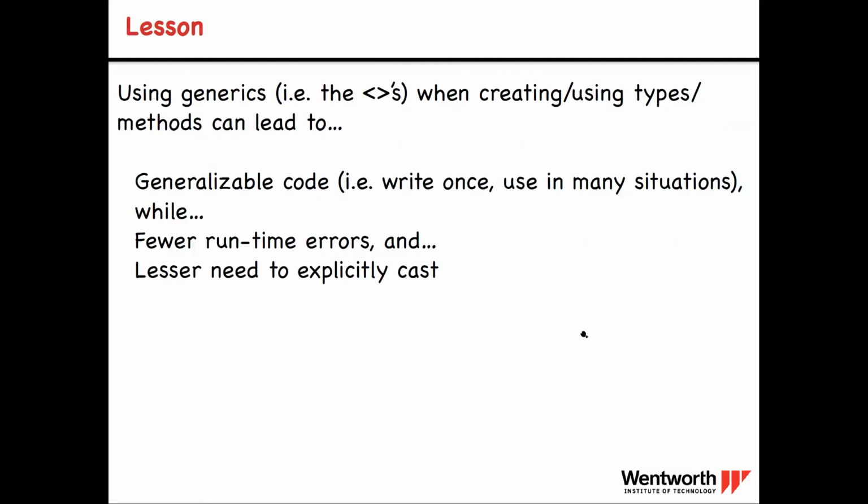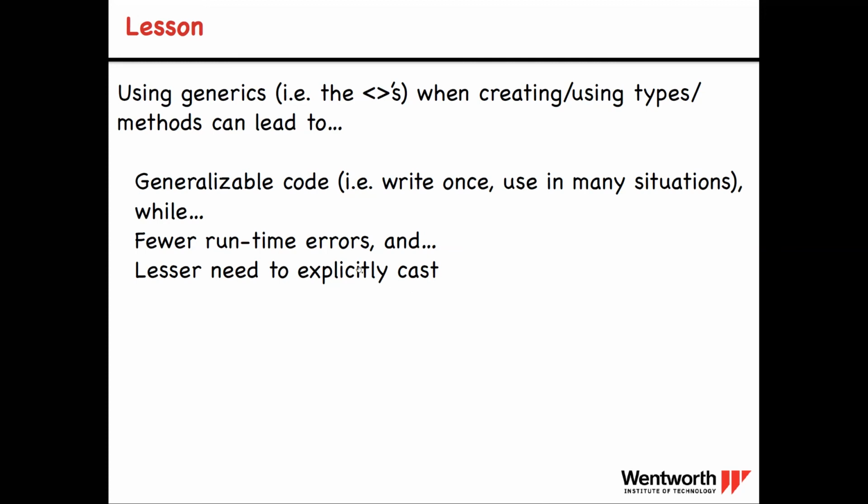All right, so when you use generics, use the angle brackets. So like ArrayList, it's meant to be generic. A Comparable is meant to be generic. And then put in whatever type you want for that ArrayList to be, or for that Comparable to represent. So again, the biggest thing here, generalizable code. Write it once, use it for any situation, or many situations. While at the same time, you get fewer runtime errors and ultimately less code that you have to write, specifically fewer explicit casts.